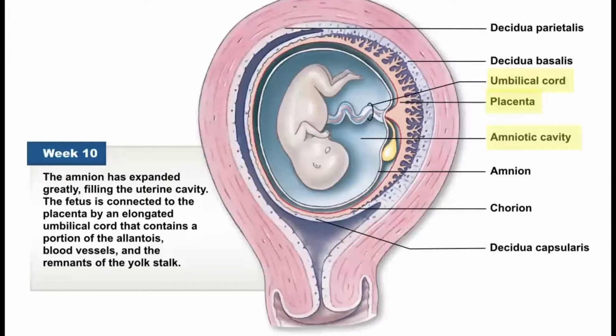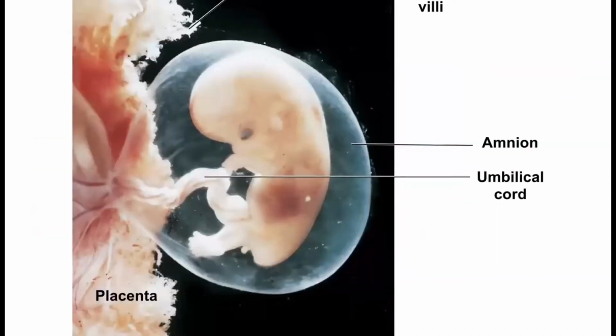You can see the umbilical cord, and this whole area here is the placenta, where the chorion has divided into the uterine lining. Then you've got your amniotic cavity surrounding the fetus to protect it, which is filled with amniotic fluid.